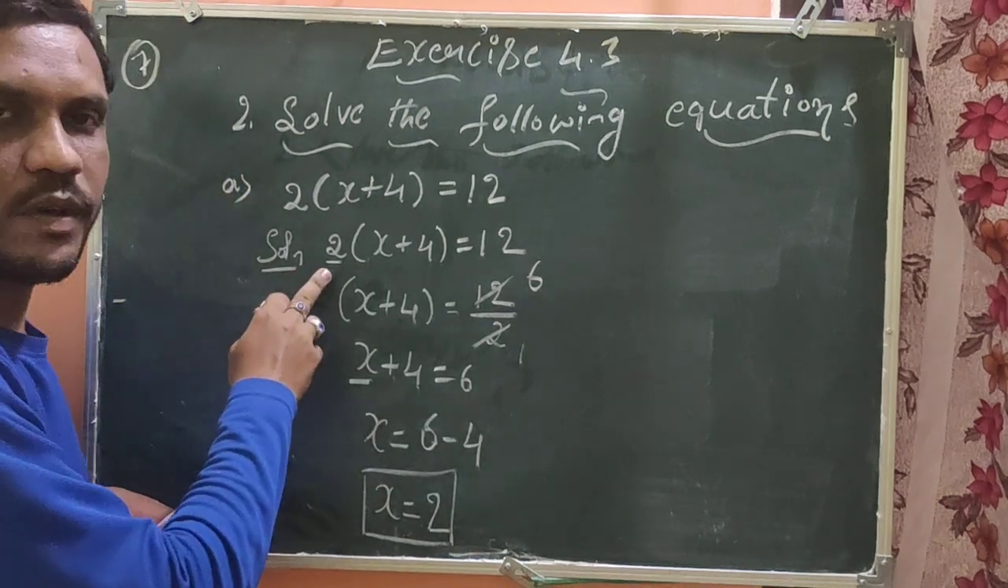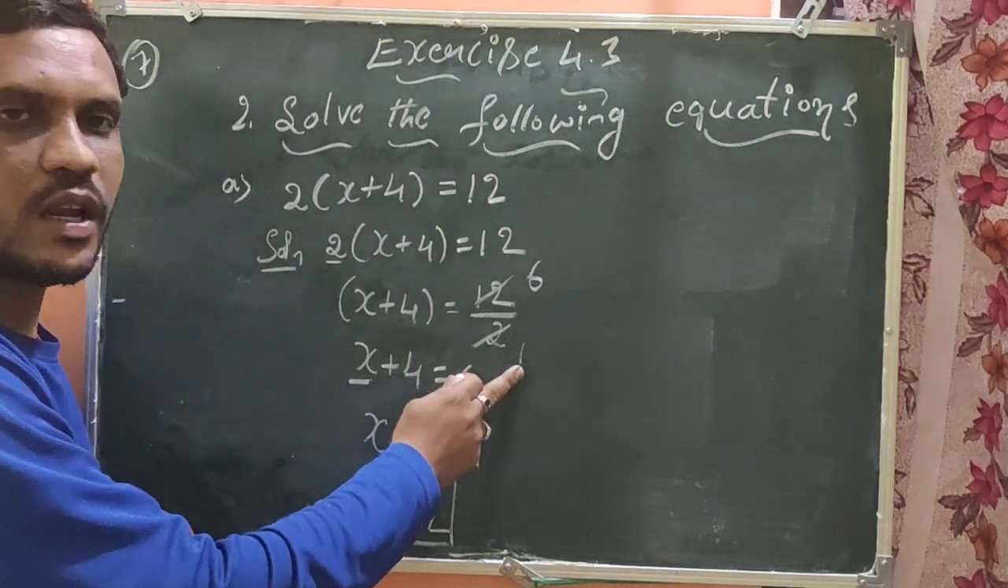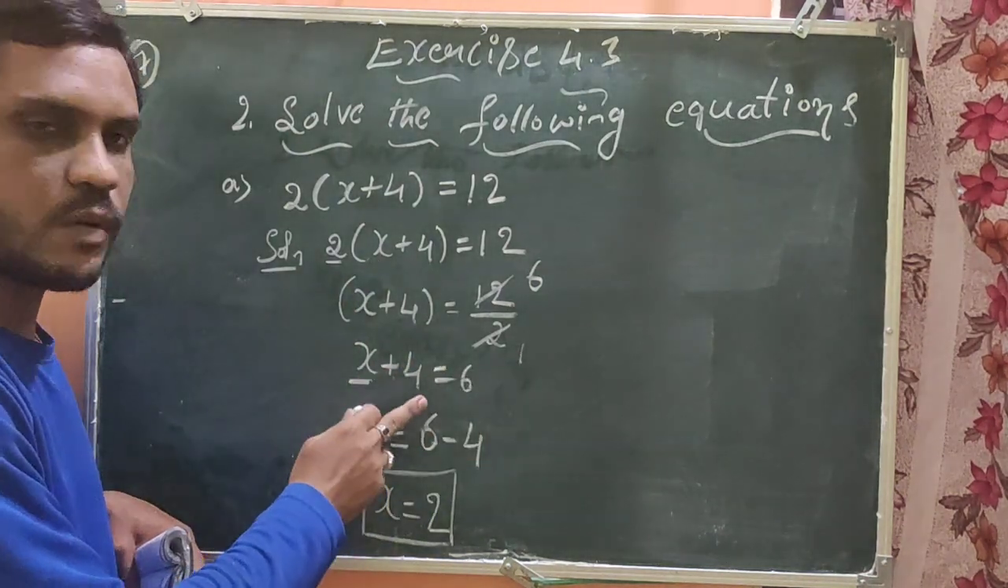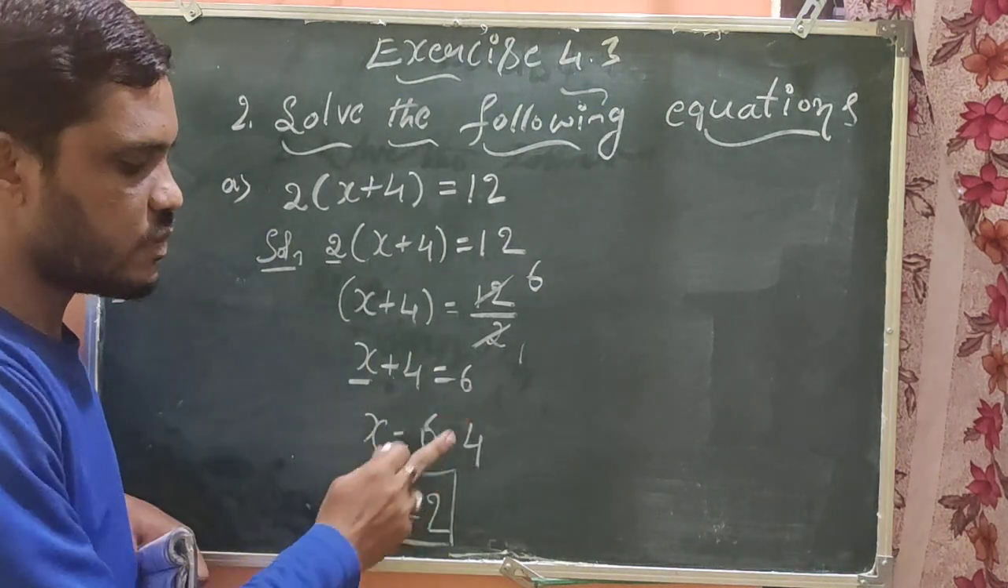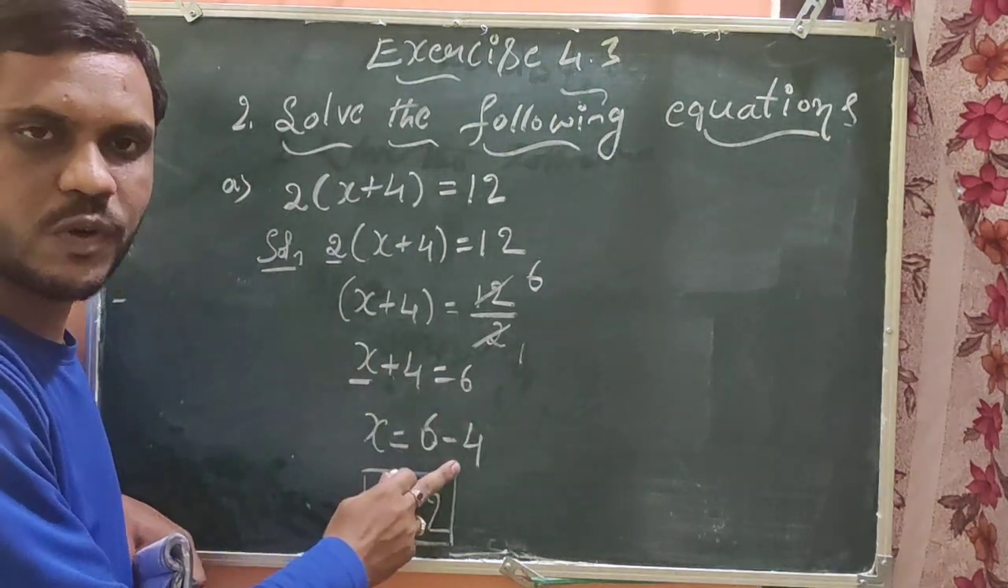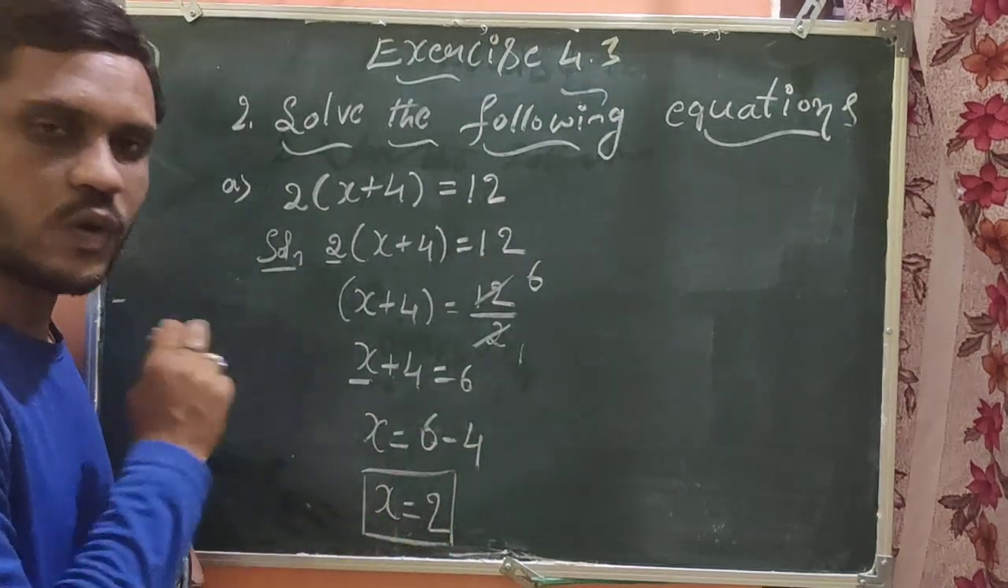Very simple. First simply shift this 2. This is in multiplication, so it goes to the denominator. Then x plus 4 will be there. First we have to shift plus 4. That goes to the RHS side, which means that plus 4 becomes minus 4. Then x is equal to 6 minus 4, which means x is equal to 2.